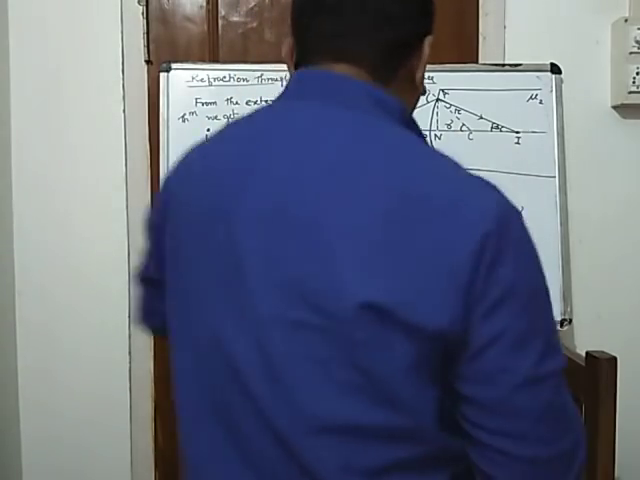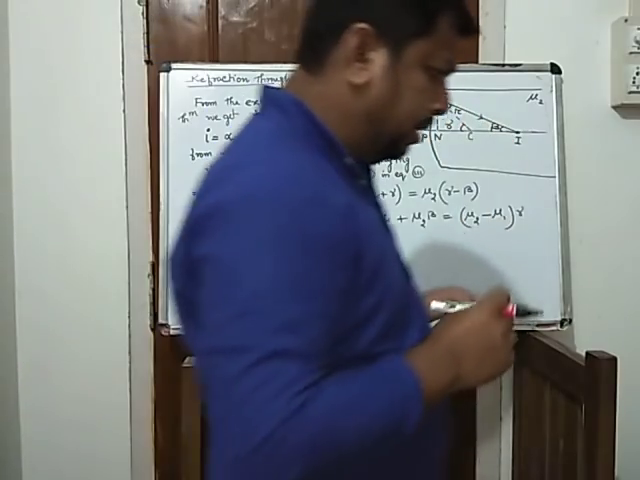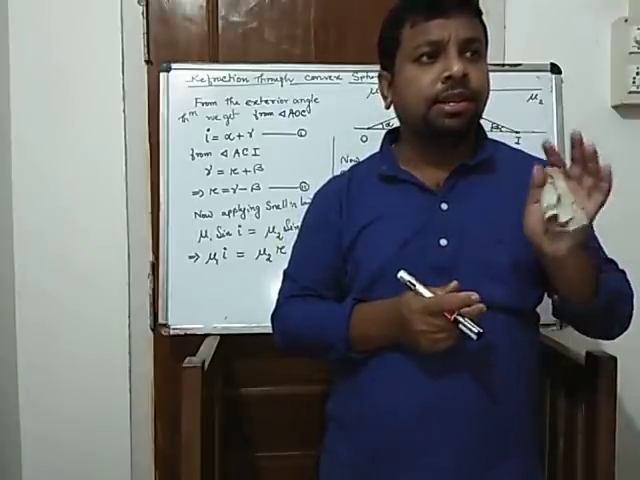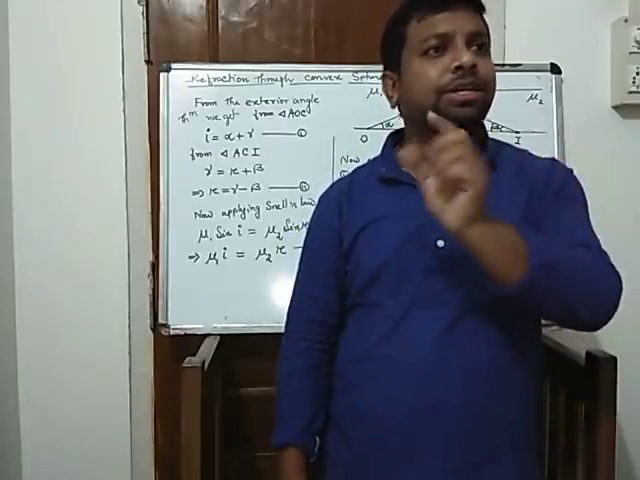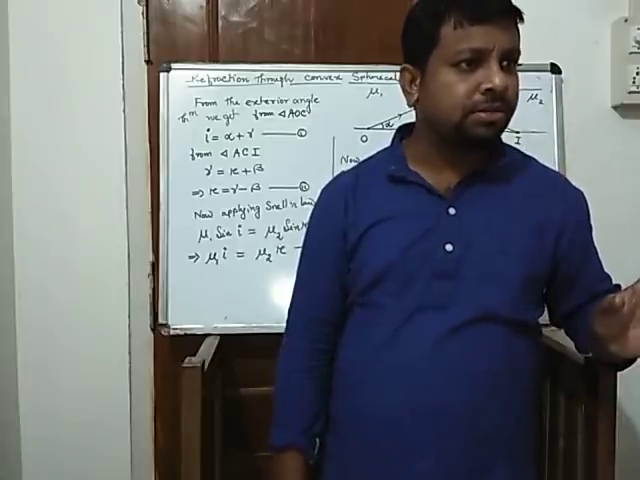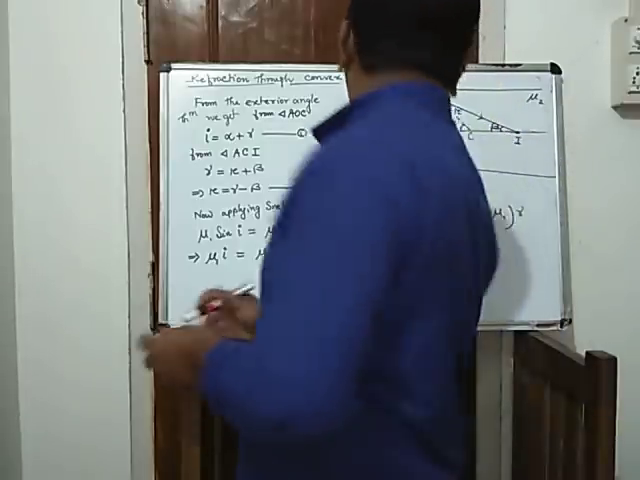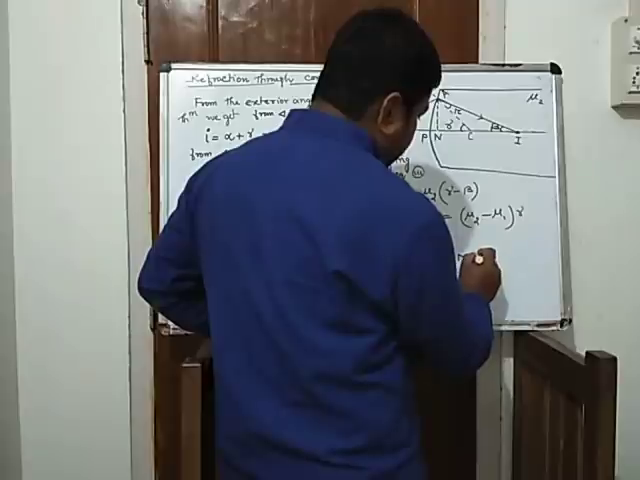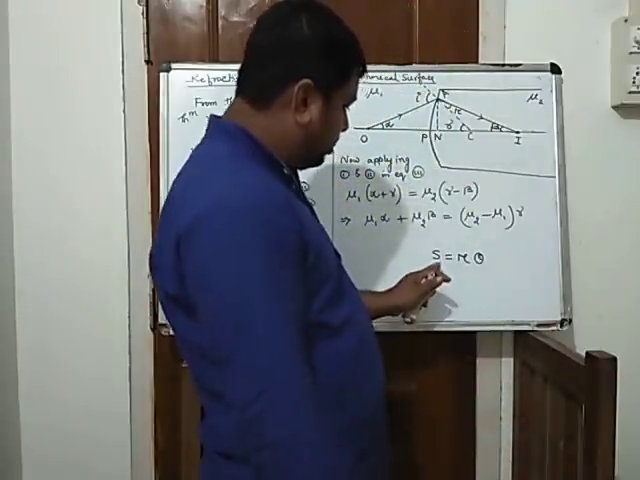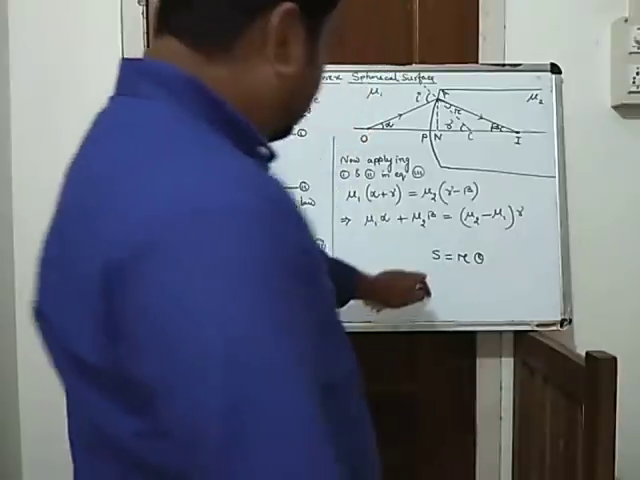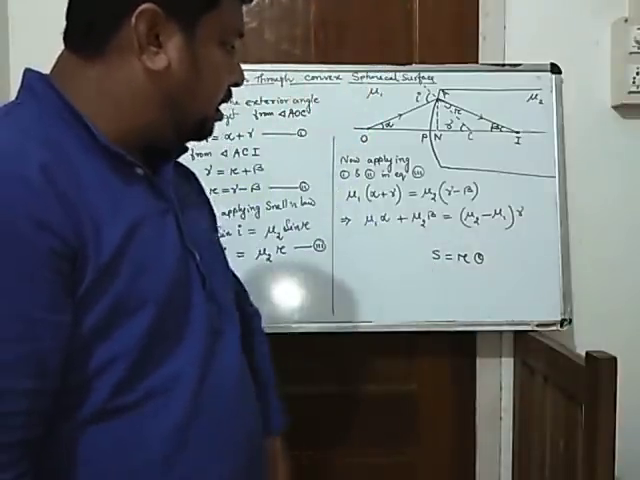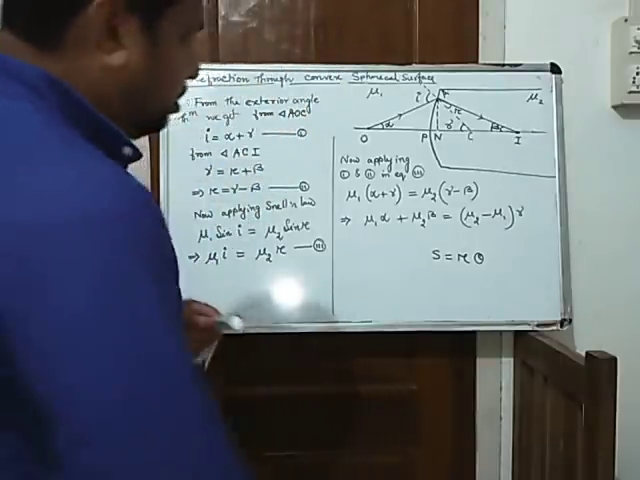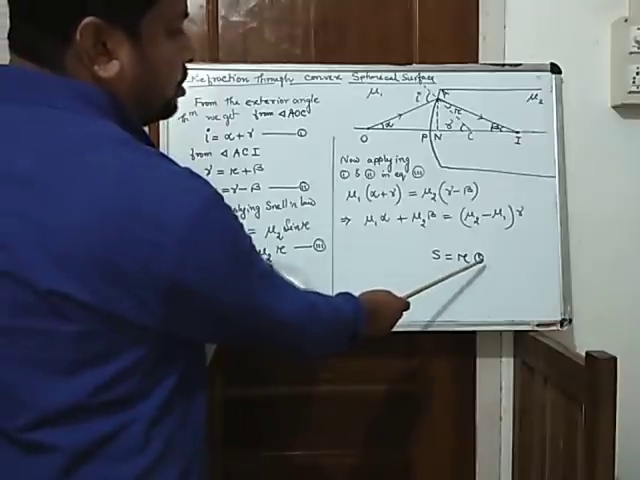In class 11, we learned the relation between linear displacement and angular displacement in rotational motion. Linear displacement S equals R into theta, where theta is the angular displacement. S is linear displacement and theta is angular displacement. So here we get linear displacement equal to R into theta.